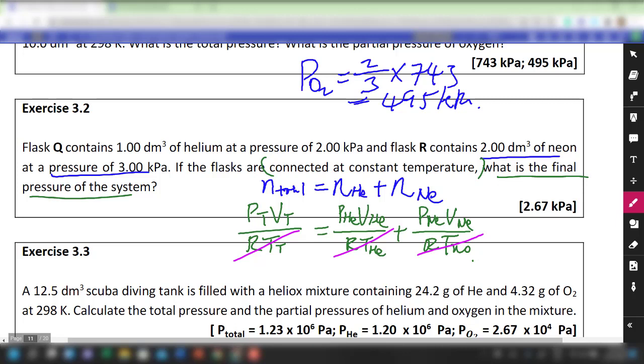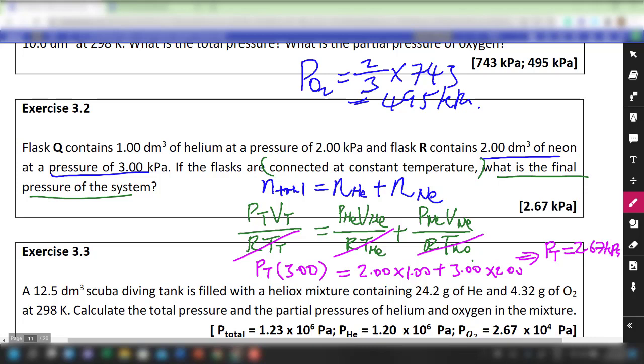Now the total pressure is what we want to calculate. The total volume, can we determine that easily? Yes, it's just 1 plus 2, so that's 3.00. Do we need to convert to cubic meter? We don't have to because it will be cancelled out. It equals the pressure of helium, 2.00, the volume 1.00, plus the pressure of neon, 3.00, the volume 2.00. Again, I don't have to convert because it will cancel out. From here, we get the total pressure as 2.67 kilopascal.